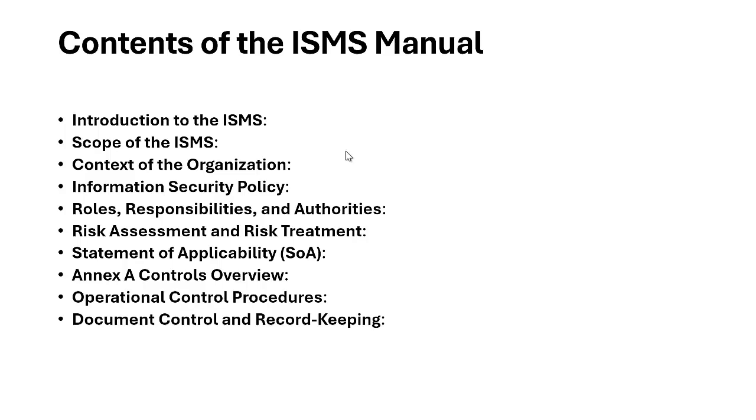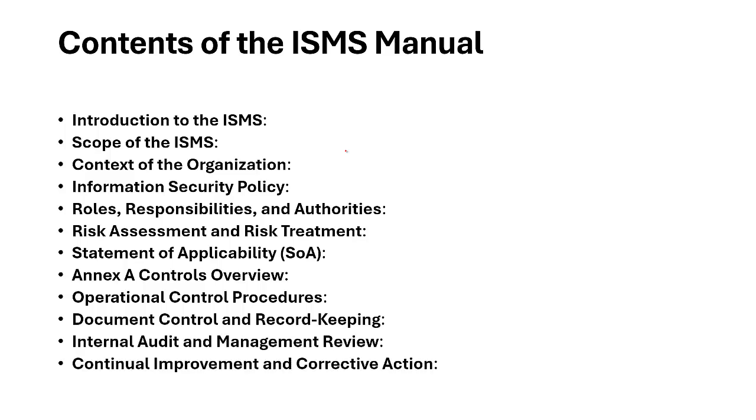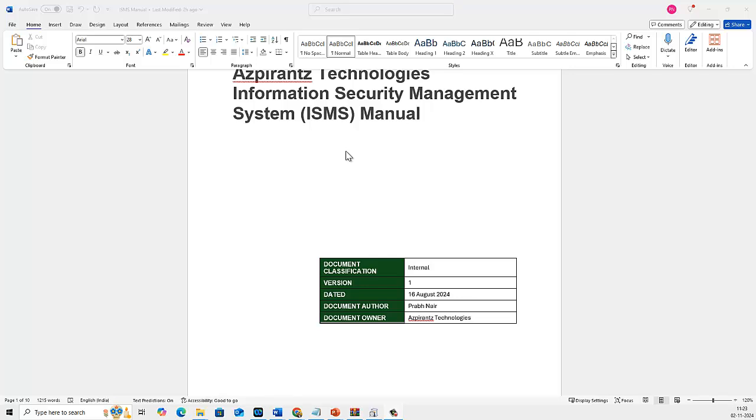Now, when I say operational control procedure, it is an overview of your operation processes, like access control, incident management, change management, with a reference to the detailed procedures we have. And then we have document control and record keeping, which is a description of how the documents and records are managed. And finally, we have internal audit, review and continual improvement for corrective action. So let me show you how the document looks so you get a better visibility. Team, this is how the ISMS manual looks.